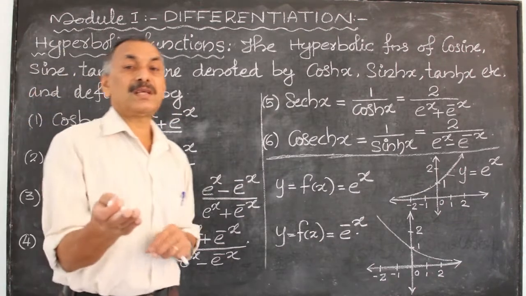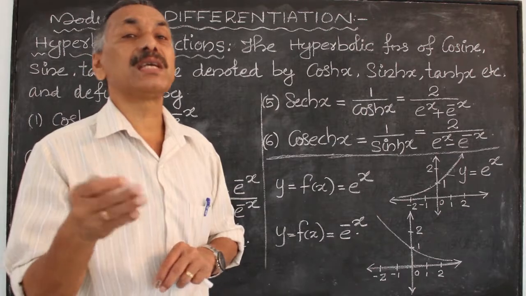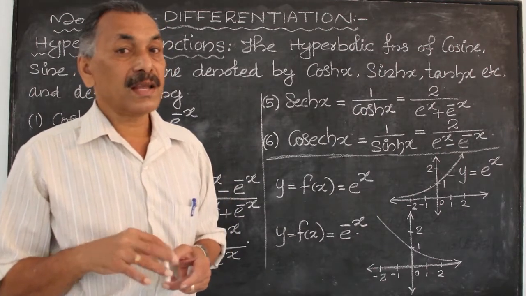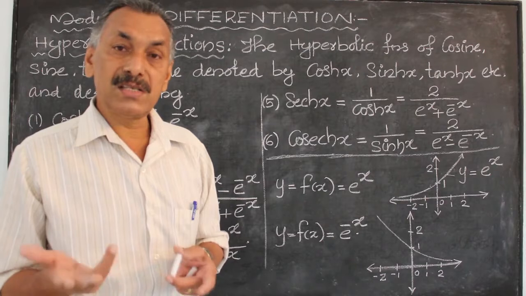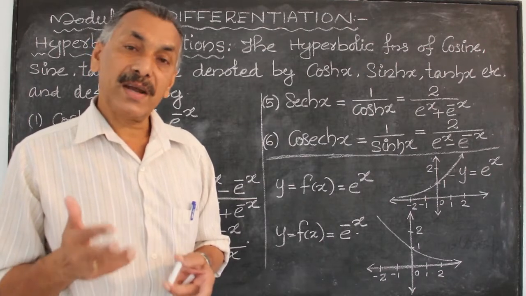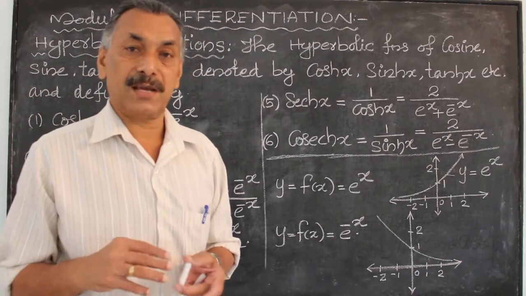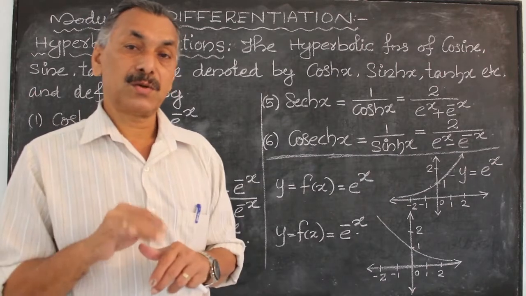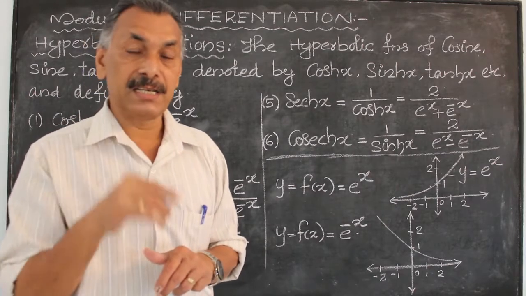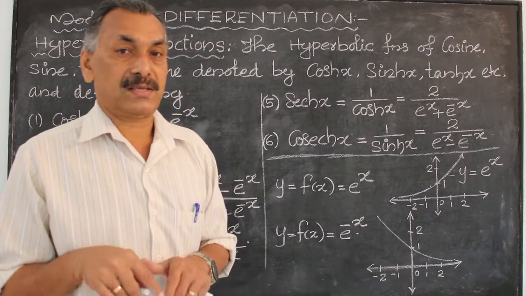You have already seen the exponential function y is equal to e raised to x. e raised to x is a function. What is the derivative of e raised to x? y is equal to e raised to x, the derivative dy by dx is equal to e raised to x. e means a real number between 2 and 3, 2.7 something, the value of e.